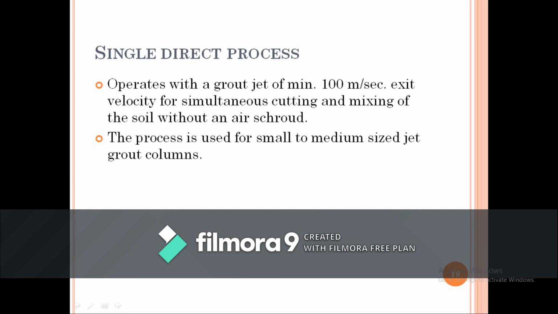Means, see, in the compaction as well as compensation, you have sent this with some pressure, but over here the velocity of grout, the speed with which it is traveling, is maintained. How much is it? Minimum 100 meters per second. While the grout is traveling at this speed, cutting is taking place as well as mixing of the soil, without any air bubbles created. This process is used for small to medium sized jet grout columns. So where do we use this? We use it for jet grout columns.